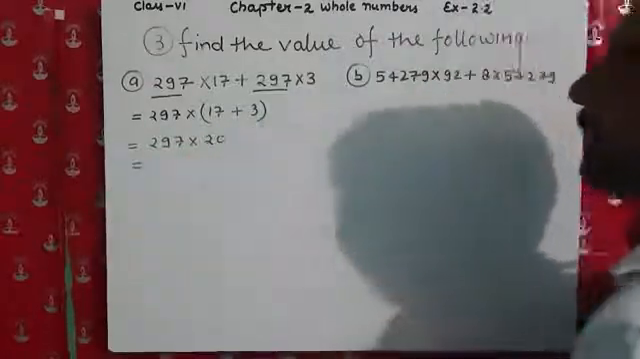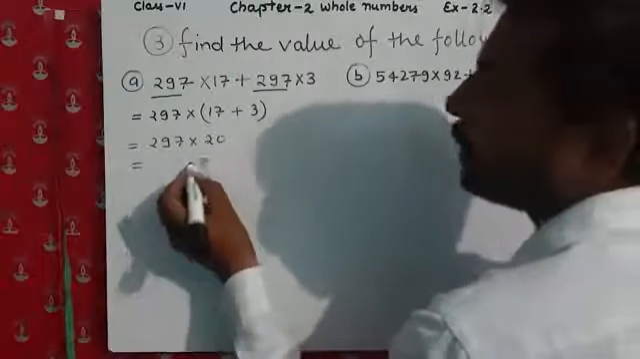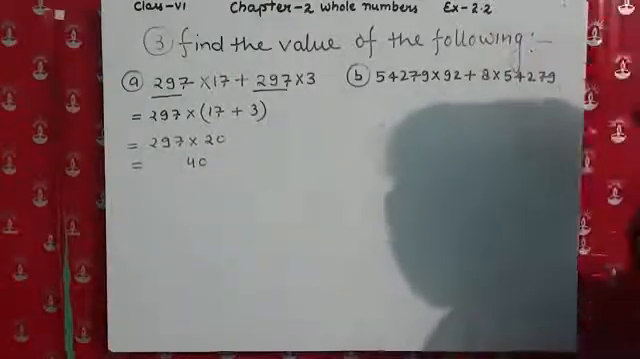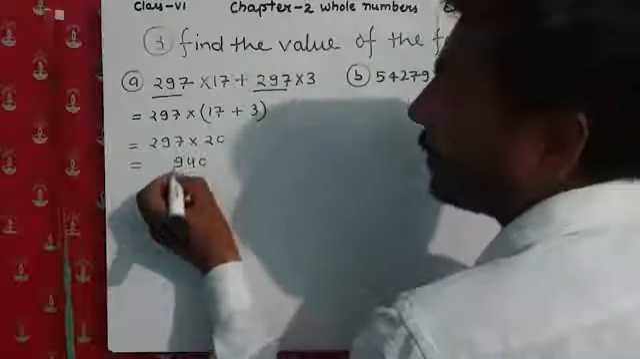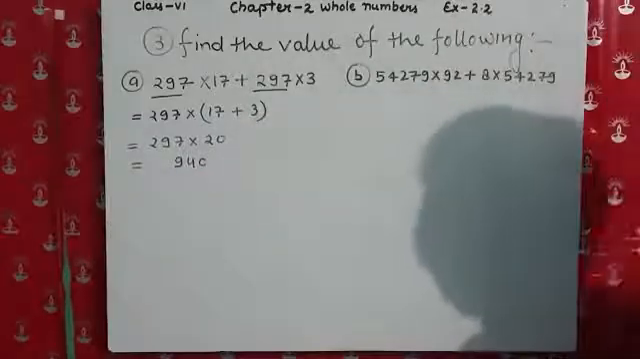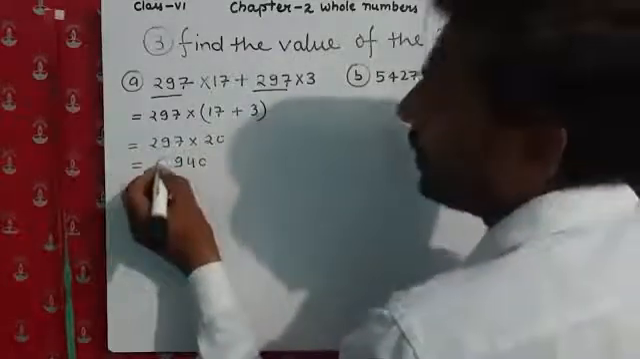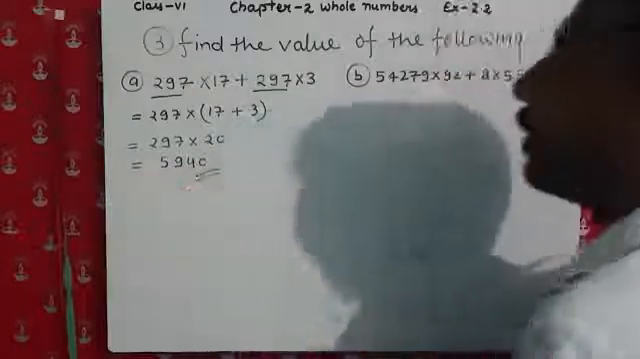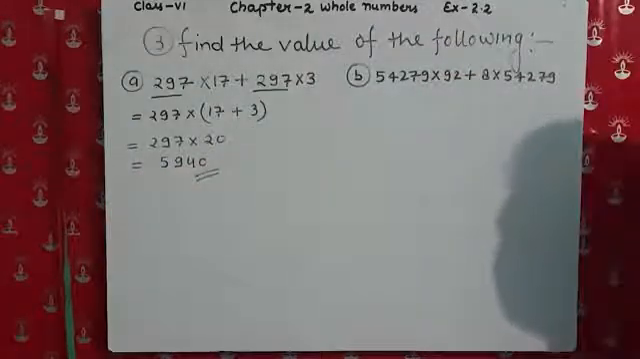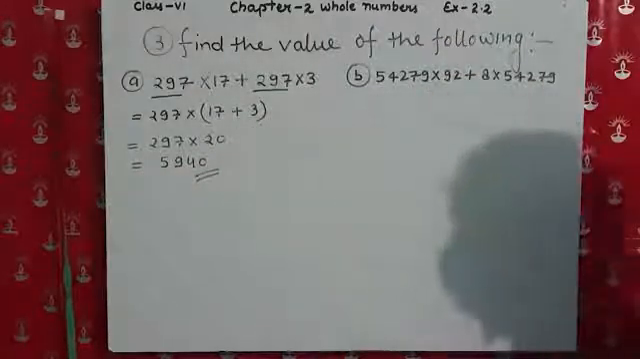Now we have to multiply, 0 as it is, 2 7s are 14, 1 carry over, 2 9s are 18 plus 1, 19. Now 1 carry over, 2 2s are 4 plus 1, 5. So the answer becomes 5940. Similarly we are going to the B part.